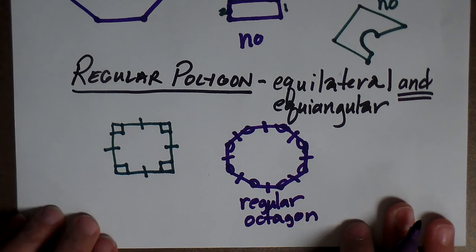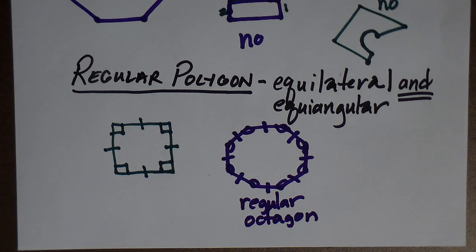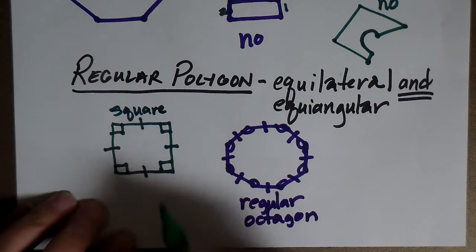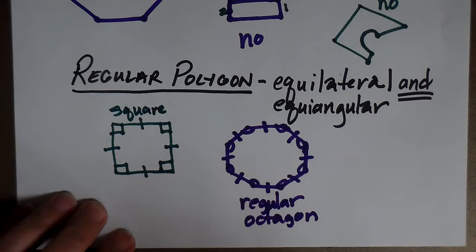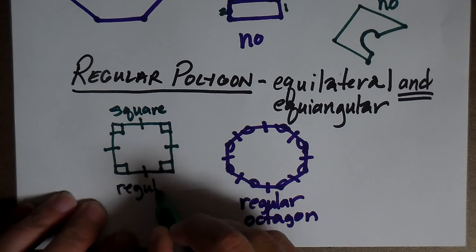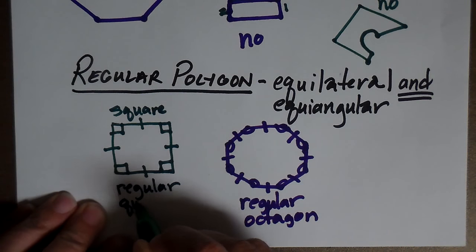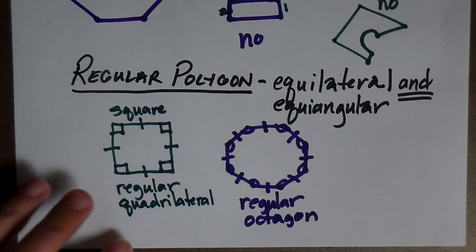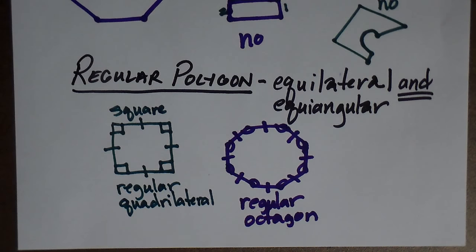And this over here, that's a square. And we know it's a square. But if we want to get the correct name with all of the information, we can also call this a regular quadrilateral. Quadrilateral meaning four sides. So a regular polygon is any polygon where all angles and all sides are congruent or the same.